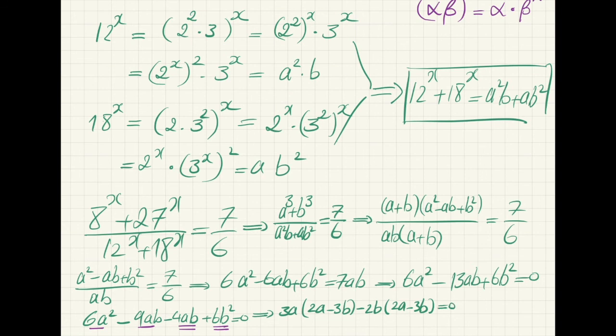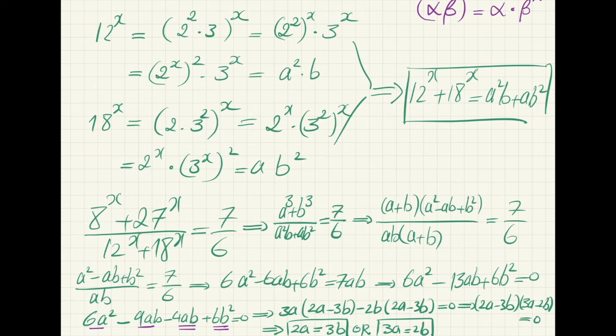Yes, because now you can see that 2a minus 3b can be pulled out, and then I am left with 3a minus 2b equals to 0. So there are two possibilities. Either 2a is equal to 3b, or 3a is equal to 2b. These are two cases. Yes.